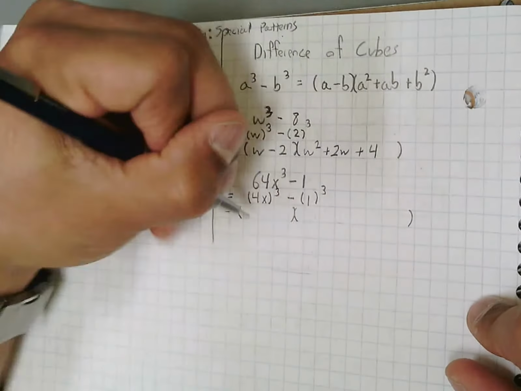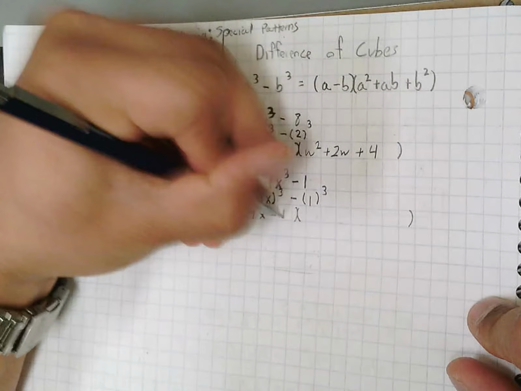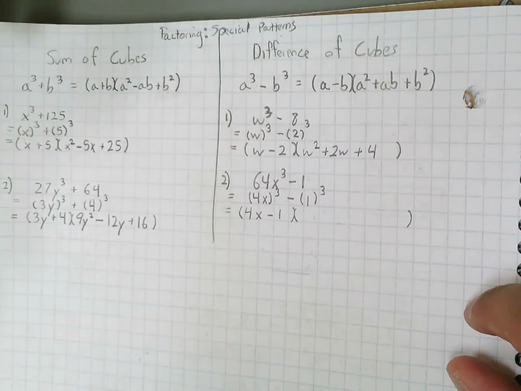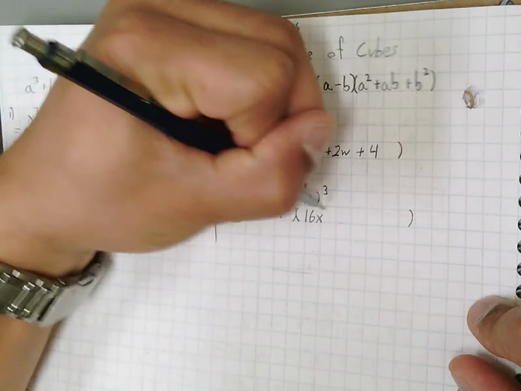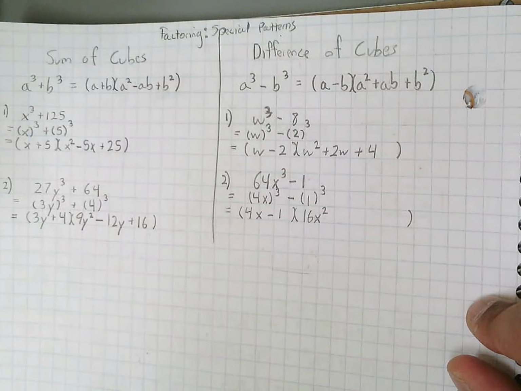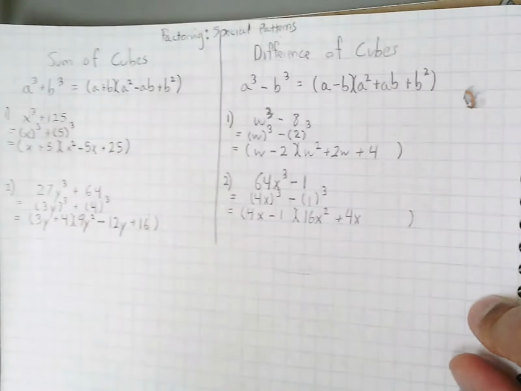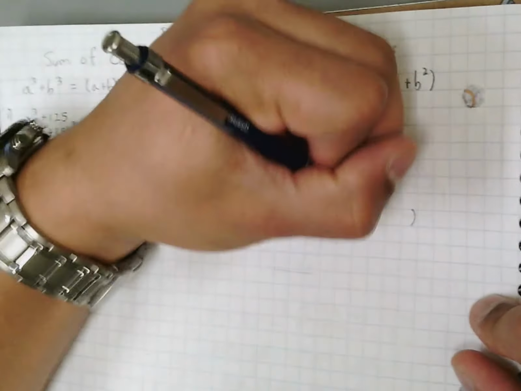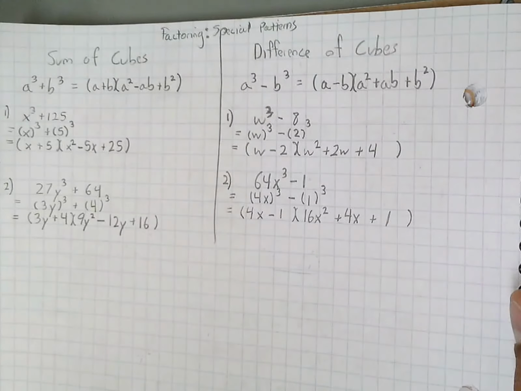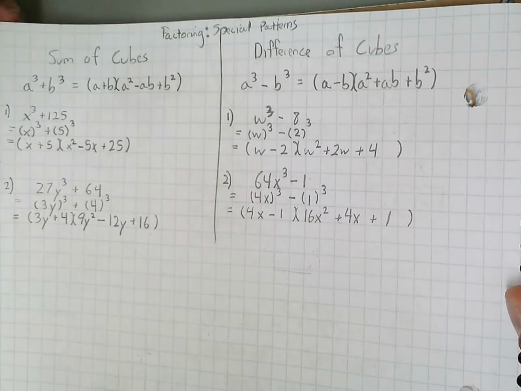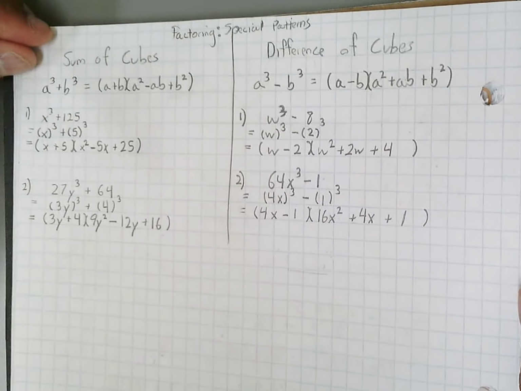A minus b, 4x minus 1. A squared. 4x squared is 16x squared, plus ab. 4x times 1 is just 4x. Plus b squared, well 1 squared is just 1. There you go. So we've factored sums and differences of cubes.